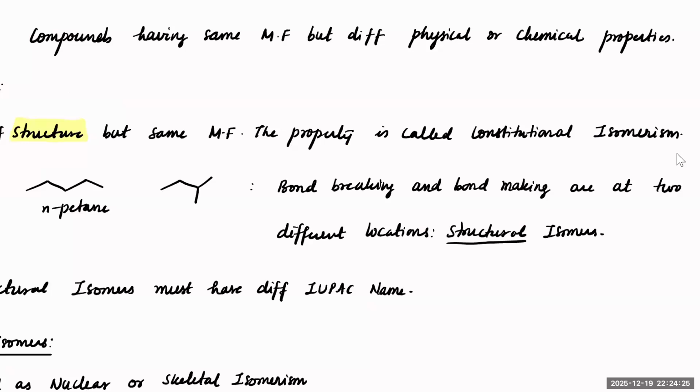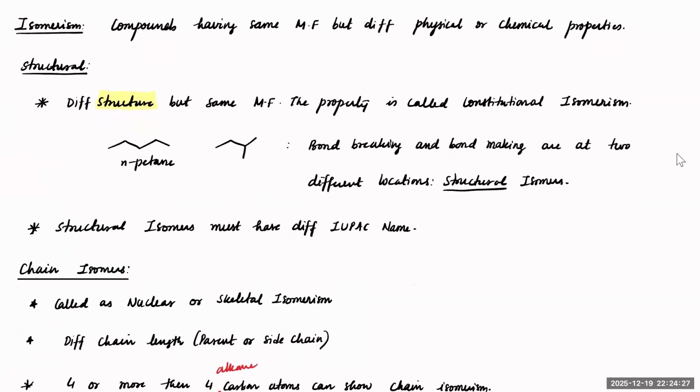Okay. Now, if you see the basic definitions here, you will notice that isomerism is compounds having the same molecular formula but different physical or chemical properties. When we use the word structural isomers, we are referring to different structures but having the same molecular formula.